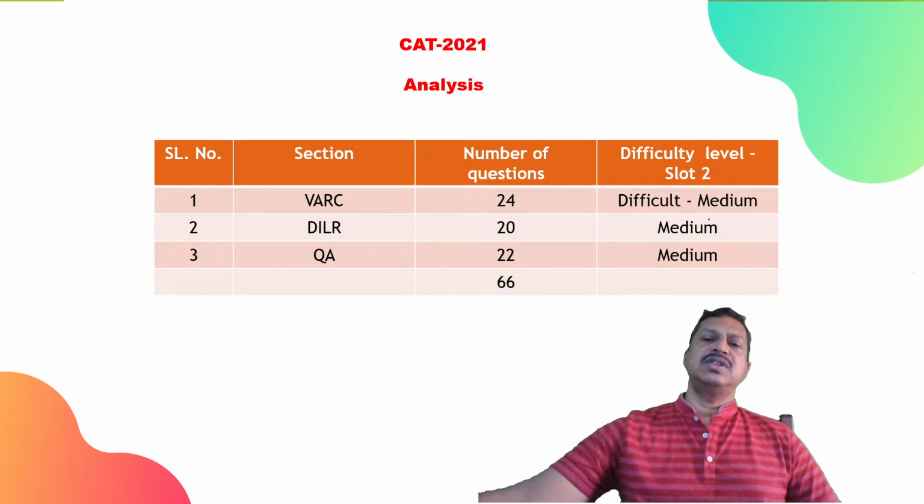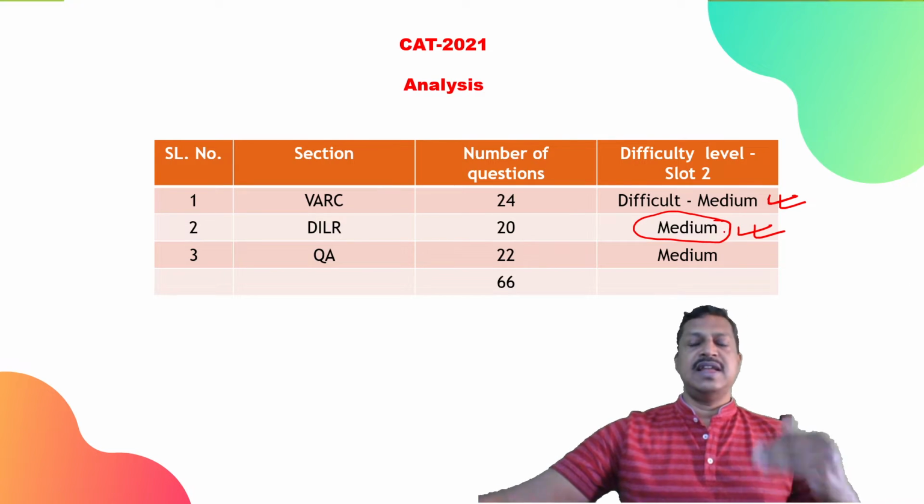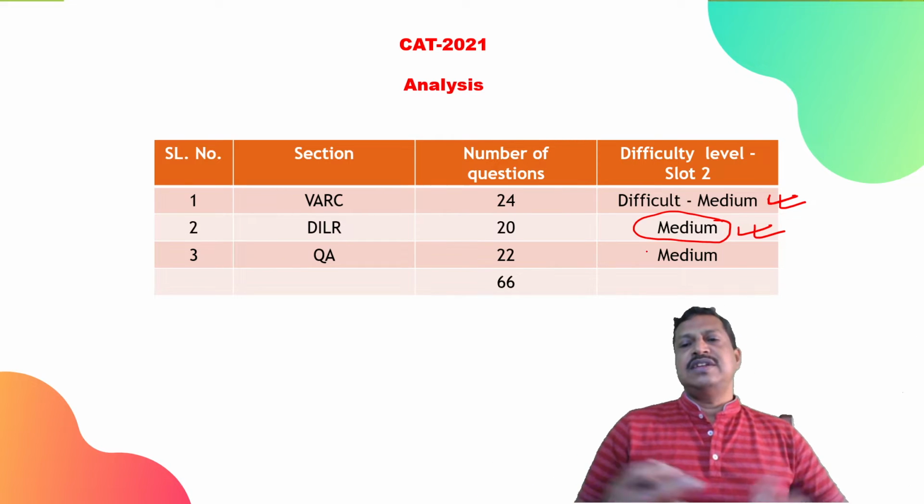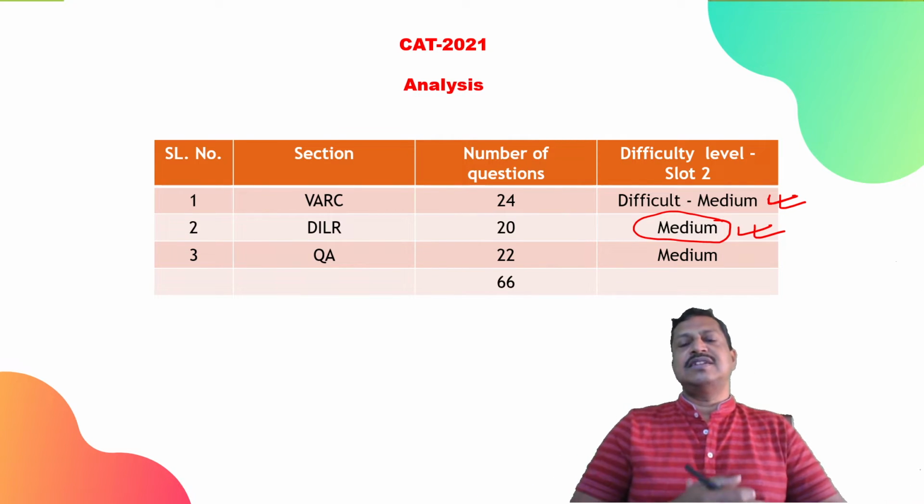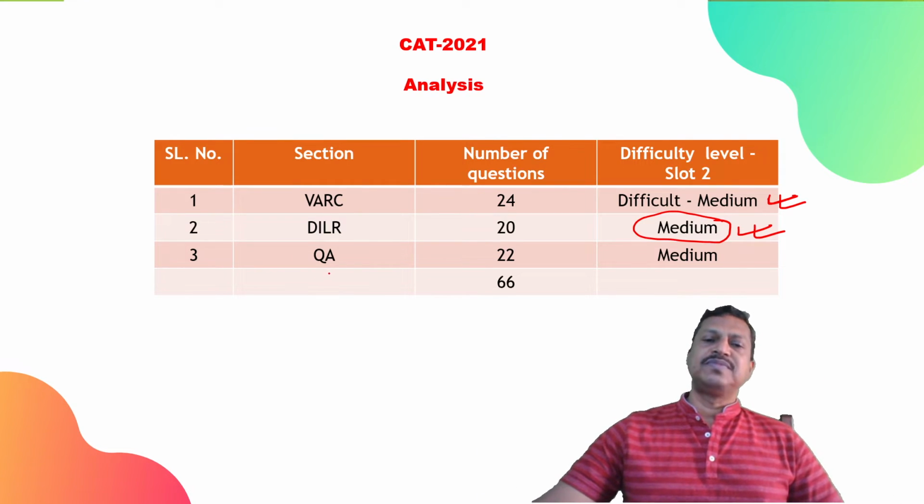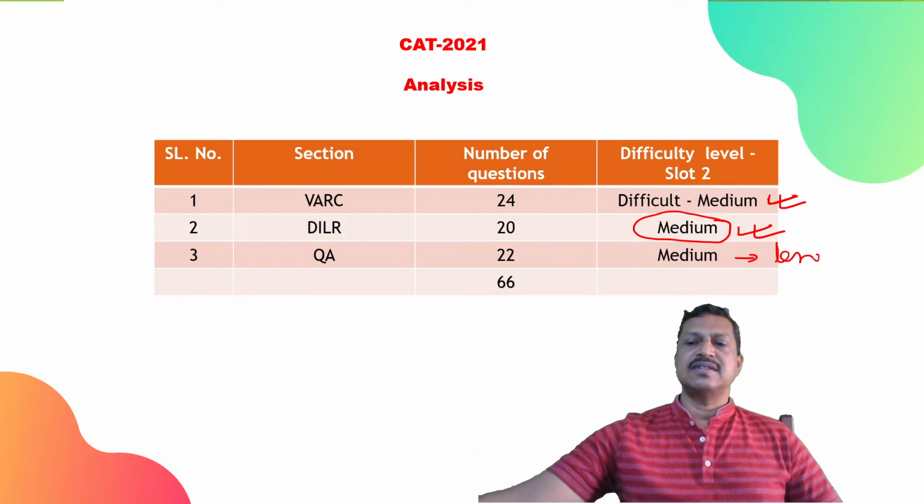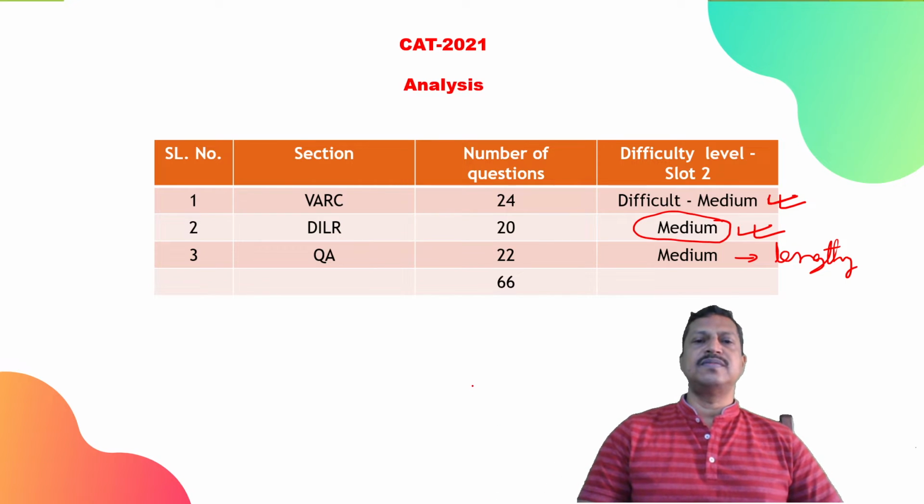Slot 2 is almost similar, but if you look carefully, this has changed. VARC is difficult or medium, in between difficult and medium. But the DILR level has actually increased a little bit, as per the feedback I have got from test takers, my students, and others. And QA is medium. QA more or less is on the same side, but it was a little bit lengthy. That is for slot two.